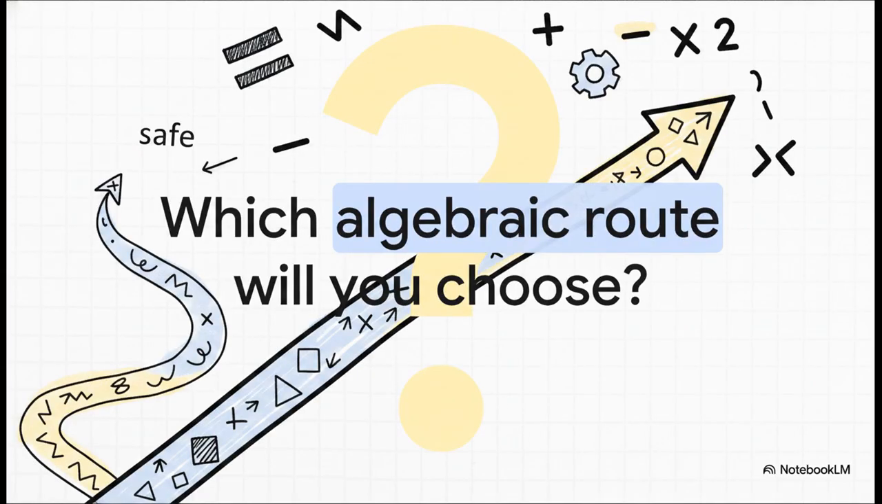So, keeping in mind that examiners totally accept multiple different ways to solve these, which algebraic route are you going to confidently choose next time you sit down with a past paper?